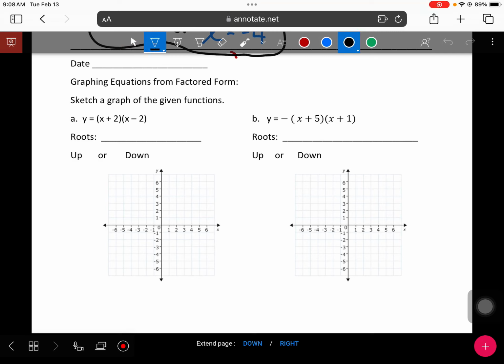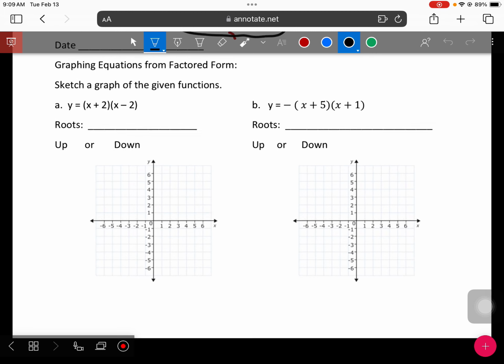Sketch a graph of the given functions. So y equals x plus 2 times x minus 2. What are my roots here? Do you remember how to find those? Yes. Positive 2 and negative 2. That is correct. Positive 2 goes with which factor? Was that factor number 1 or factor number 2? That is incorrect. This actually goes with factor number 2.